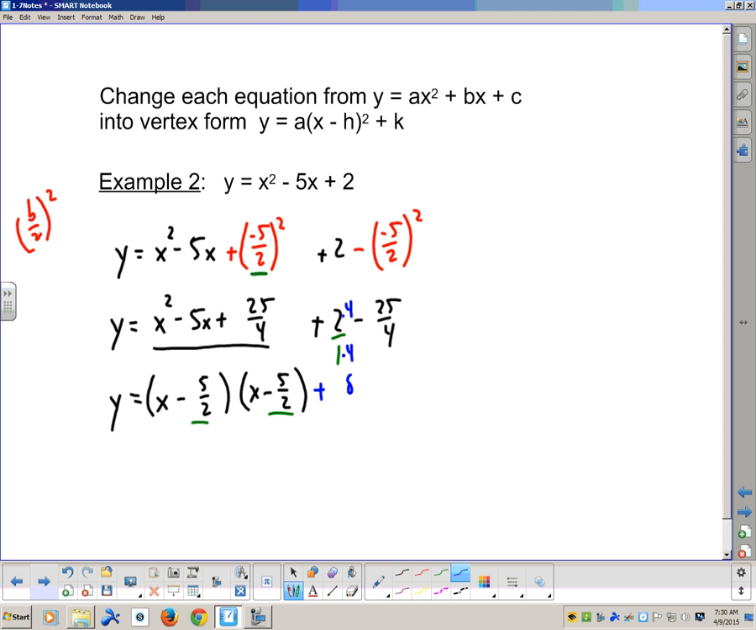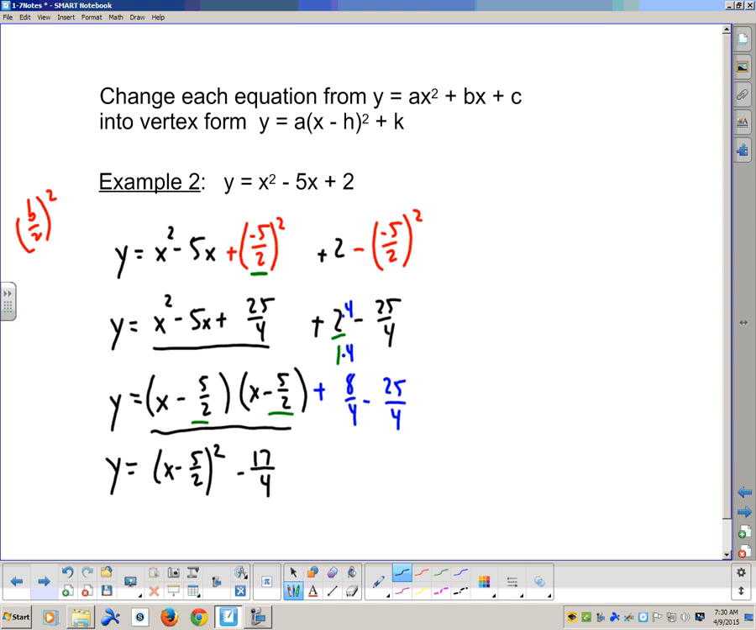So really I have 8 fourths minus 25 fourths. Cleaning that up, I'm also going to take this now and write it as one term. You've got x minus 5 halves squared. And since the denominator is the same, I can take 8 minus 25, which is 17, and write down the common denominator of 4.